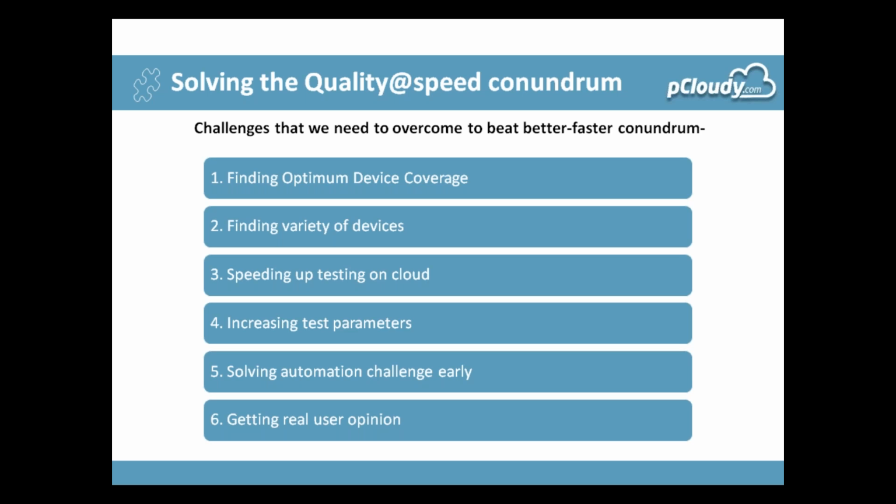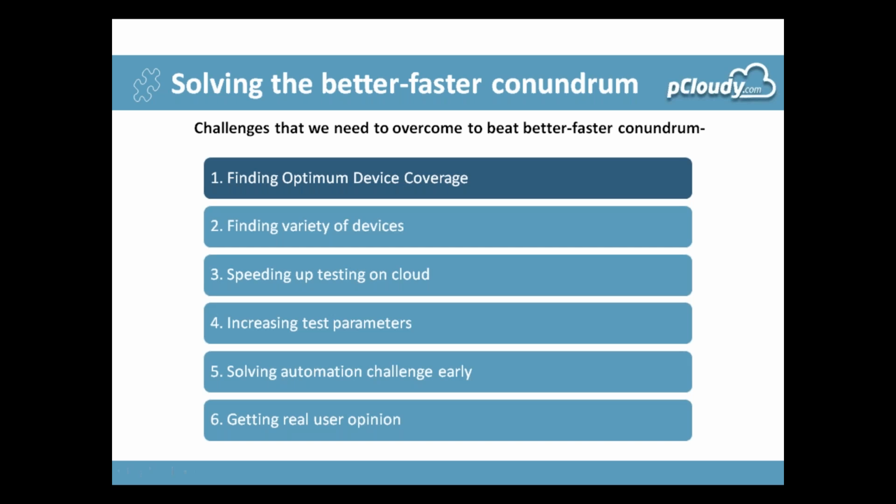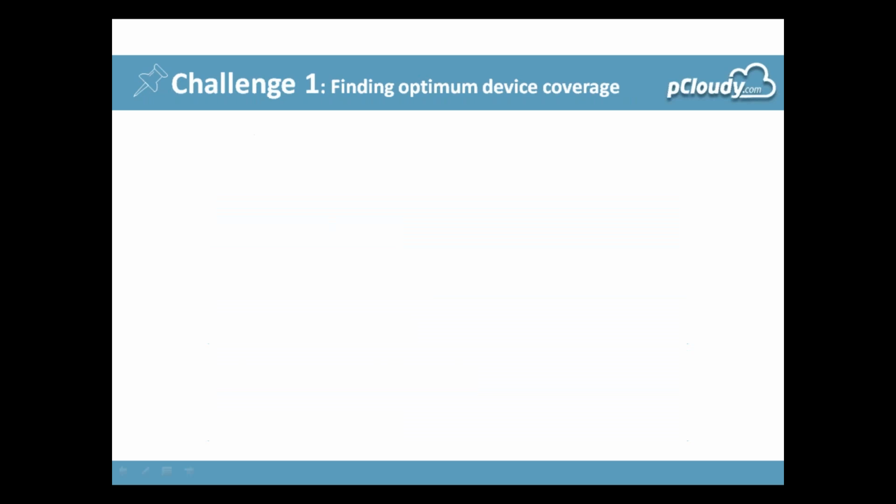So we'll take up each of the challenges and see how we solve it with pCloudy as a solution. The first challenge that I'm going to talk about is optimum device coverage. We talked about device diversity as a challenge. So the question is, how do we find out optimum device coverage when you start your mobile app testing? That is a very important part of the strategy. If you don't have the device coverage in place, your testing will not be complete. And that's a huge challenge.